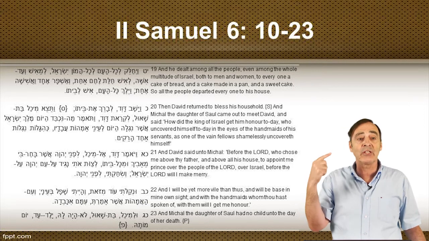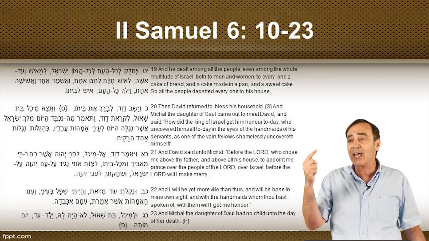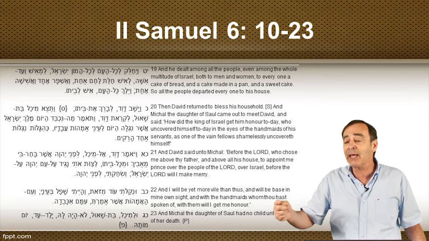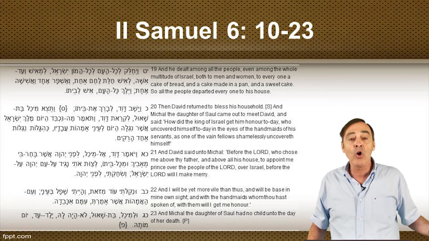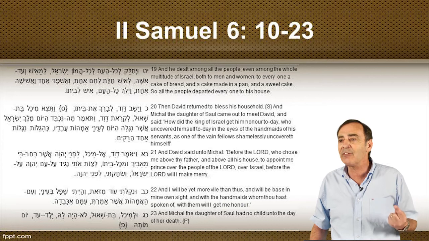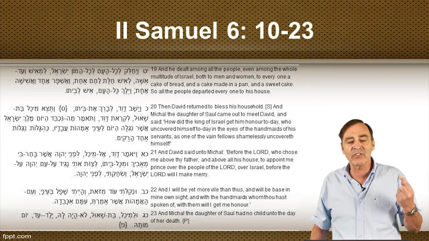We know that she's the daughter of Saul. Why does the text have to tell us again? And then once again, in verse 23 it says, "And Michal, the daughter of Saul, had no child until the day of her death." Once again, why does it have to tell us that she is the daughter of Saul?